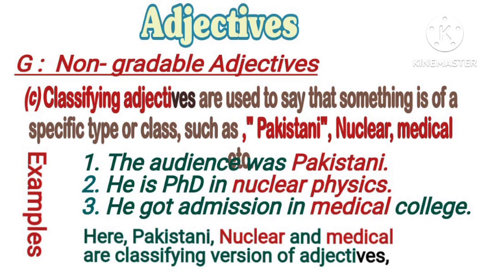Classifying adjectives are used to say that something is of a specific type or class, such as Pakistani, nuclear, medical, etc. Examples. 1. The audience was Pakistani. 2. He has a PhD in nuclear physics. 3. He got admission in medical college. Here, Pakistani, nuclear, and medical are classifying adjectives.